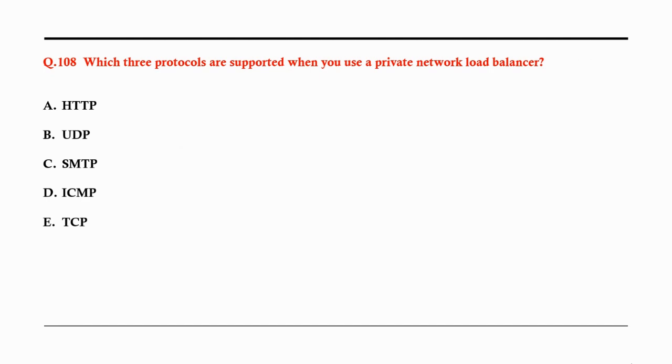Question 108. Which three protocols are supported when you use a private network load balancer? The correct answer is B, D and E: UDP protocol, ICMP protocol, and TCP protocol.